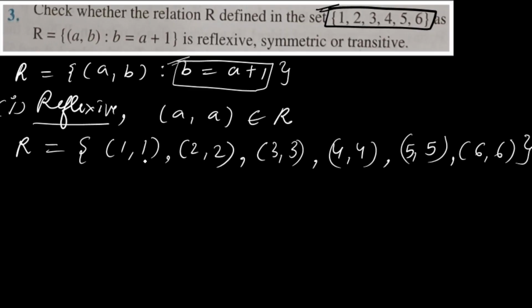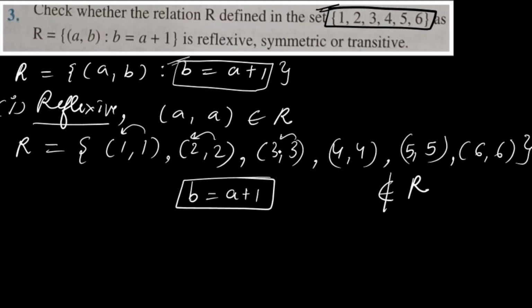So B is A plus 1 means B is greater than 1, which is not true for this one. So we can see all these do not belong to R, because they should satisfy this condition that B is equal to A plus 1. So this is not satisfied. So what is this telling us? This is telling us B is equal to A. Instead of B is equal to A plus 1, for a reflexive relation, here we are getting B is equal to A, which is not satisfied by the given relation.